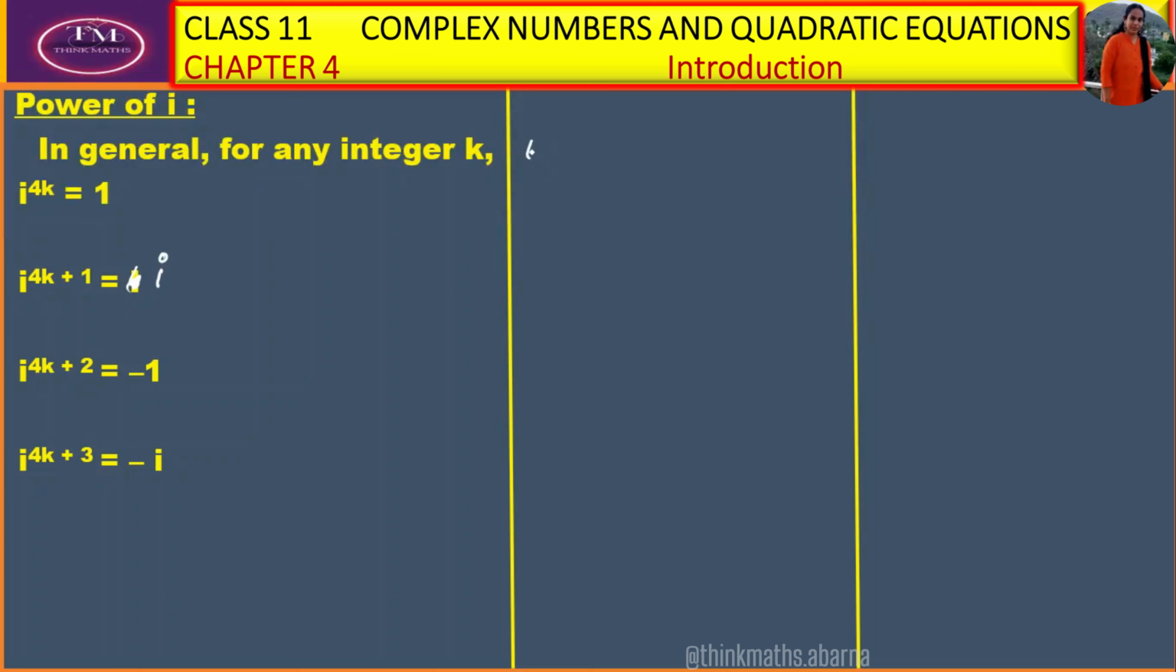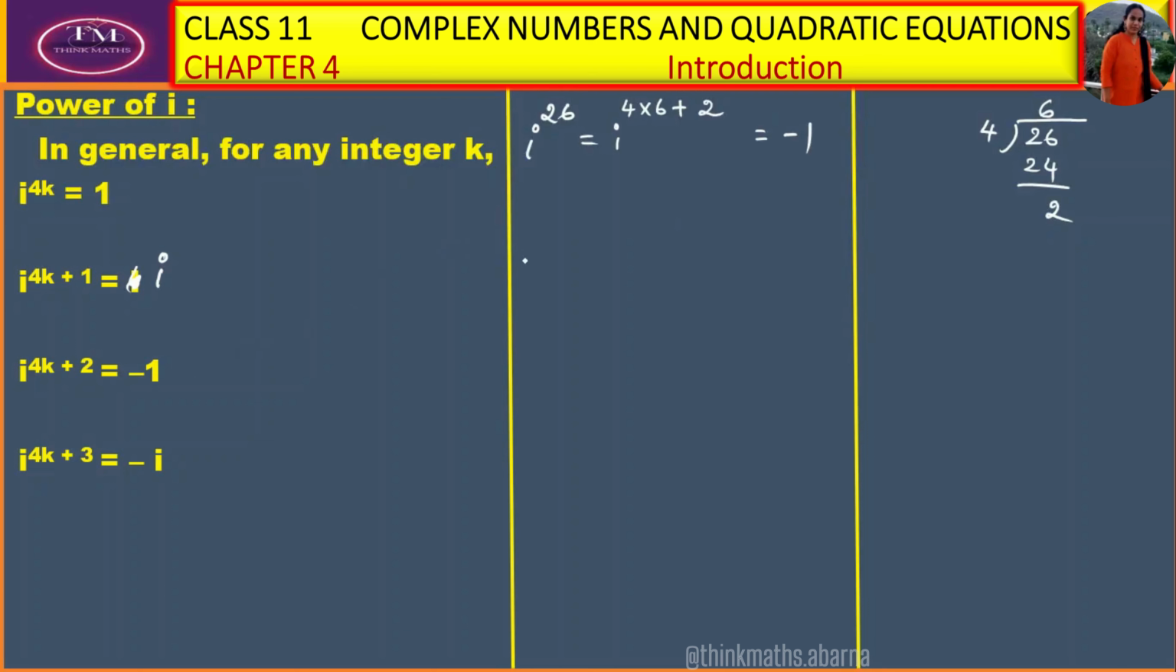Suppose they are asking for i power 26. How to write this 26? Divide by 4. 6 4s are 24 and the balance is 2. So i power 26 is nothing but 4 into 6 plus 2, where the remainder is 2. So it is of the form i power 4k plus 2. What is i power 4k plus 2? The answer is minus 1. So it is equal to minus 1.